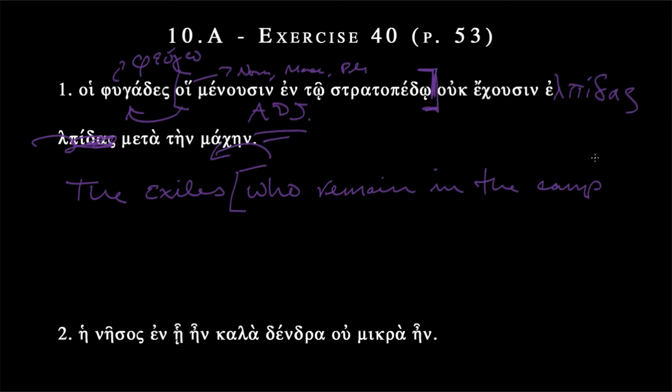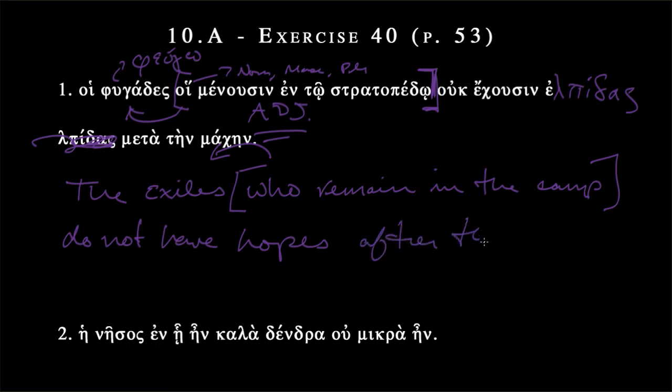So the exiles who remain in the camp do not have, and then elpidas, what's that? That's a new dental stem, third declension. This is not hopes. And then meta, it's a new preposition, but takes the accusative after the, and then what's make in battle. So the exiles who remain in the camp do not have hopes. This is the main sentence direct object, main sentence verb, main sentence subject, after the battle.